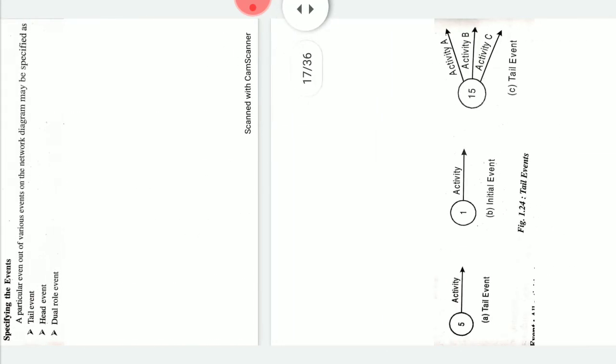So the next thing, specifying the events. The various events on the network diagram may be specified as tail event, head event, dual role event.